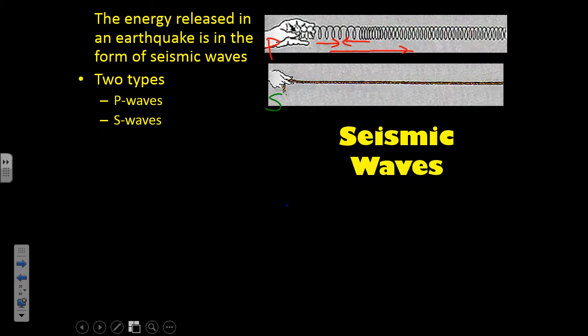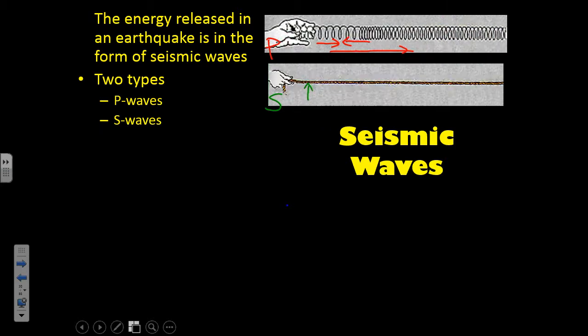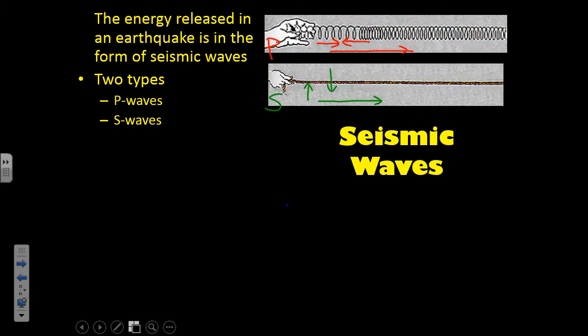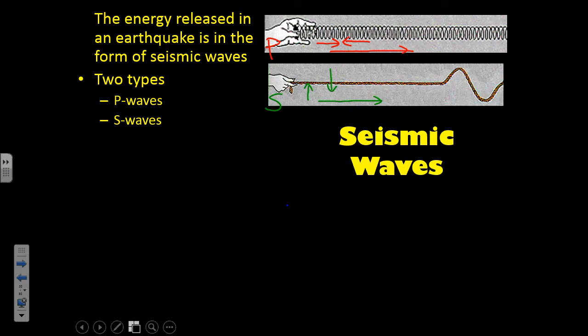The second type is what's called an S wave, or a secondary wave. This is a longitudinal wave that moves up and down as it progresses in one direction. Now, S waves cannot travel through liquids. They can only travel through solids. However, S waves usually lead to more damage during an earthquake because of their up and down motion.